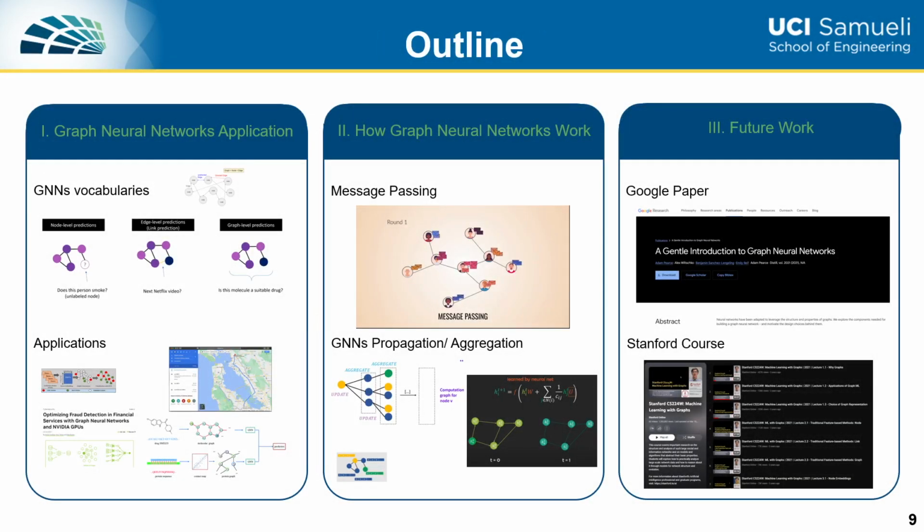And here's the outline of today's presentation. First, I'm going to talk about graph neural network applications. In order to talk about the applications, I'm going to give some basic vocabulary, and from this vocabulary you can understand more about the applications. The second part, which is probably the most boring and most technical part, is how it works. We'll talk about the tree approach: message passing and propagation. It's the same thing, just different ways of saying it. And lastly, I'll talk about future work that I'm going to do for graph neural networks.